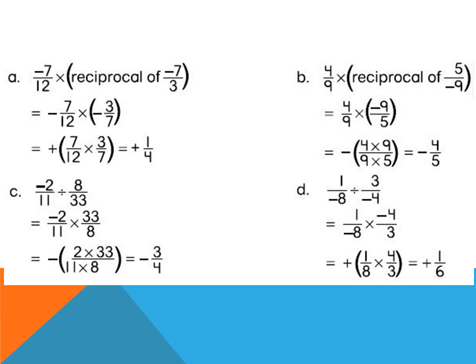So 11 cancels out 33 and 3 remains. 2 cancels out 8 and 4 remains. So the answer is minus 3 by 4. In the same way, pause the video, note down all the answers correctly. If you still have doubt, contact me, I will help you out.